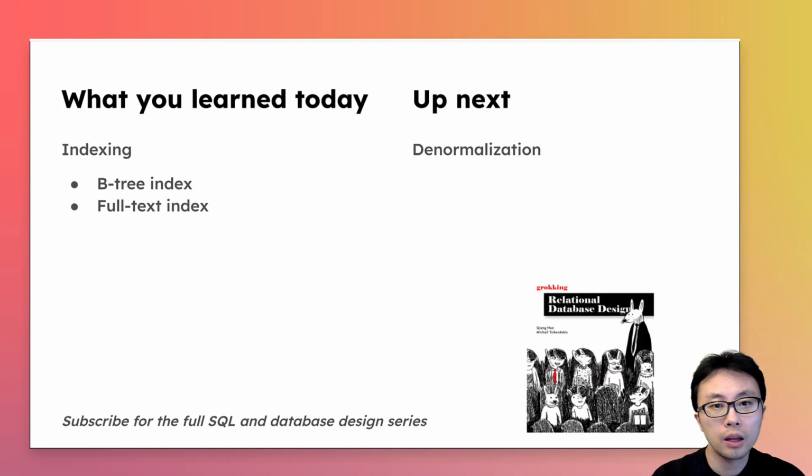In this video, we covered 2 major types of indexing in relational databases, including B-tree index and full text index.